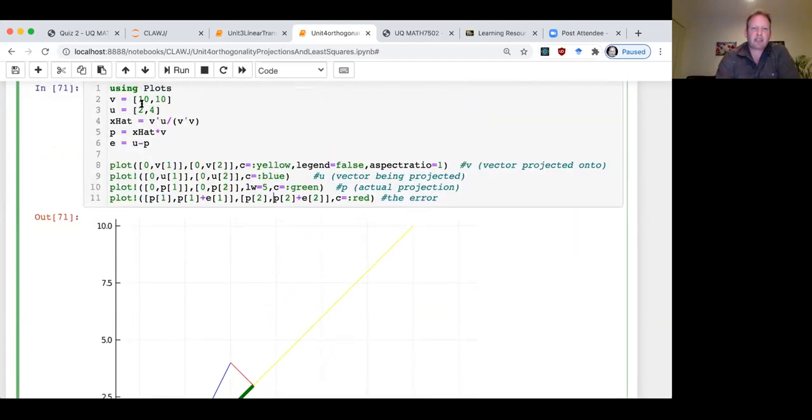Of course, you could have changed this. So just a question: if I change this like this, u equals 2, 2. What's x hat? What's x hat going to be?